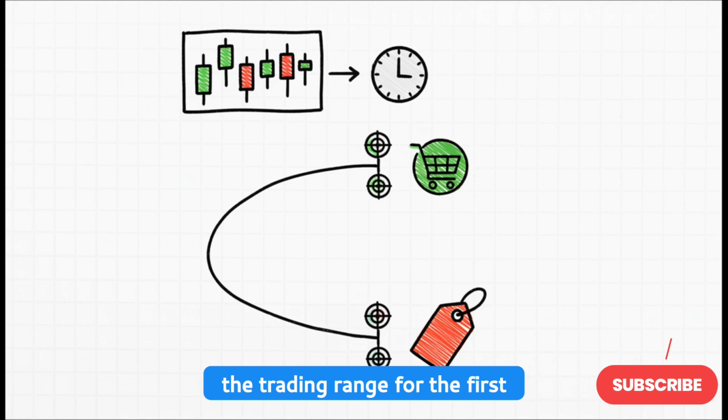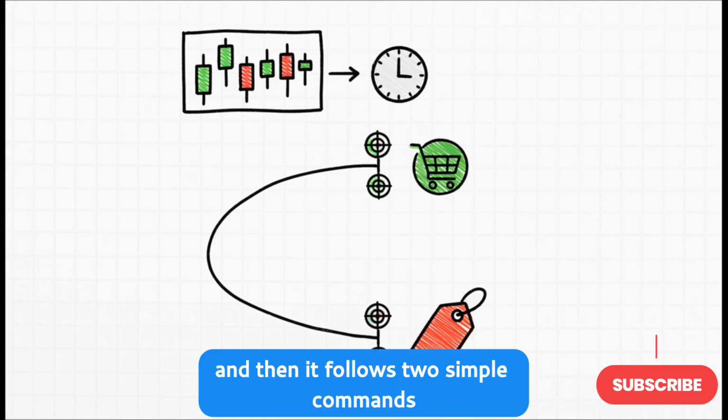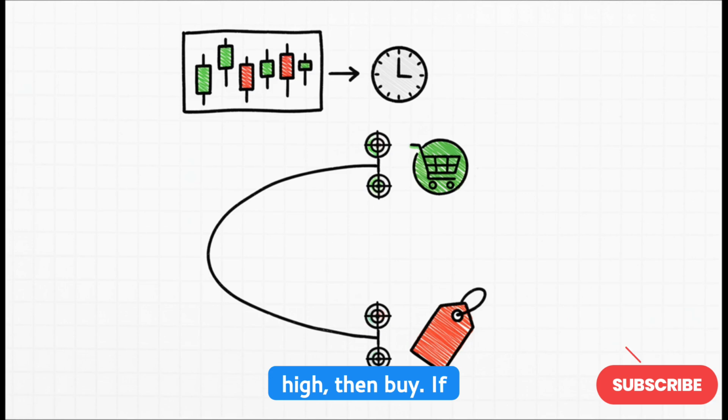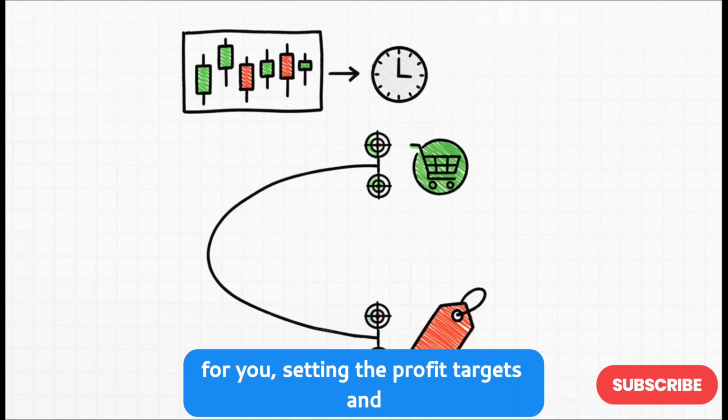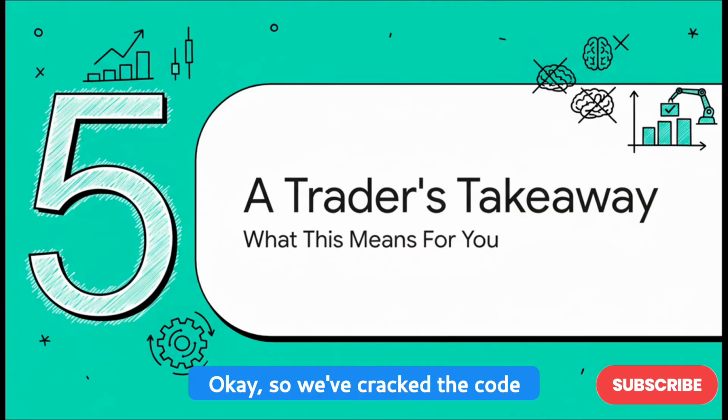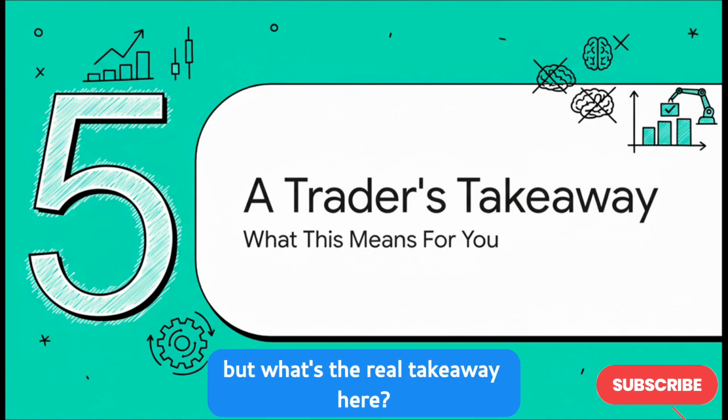The algorithm defines the trading range for the first 30 minutes, and then it follows two simple commands. If the price breaks above that high, then buy. If the price breaks below that low, then sell. And this is crucial. It also manages the trade for you, setting the profit targets and stop losses right from the very start.